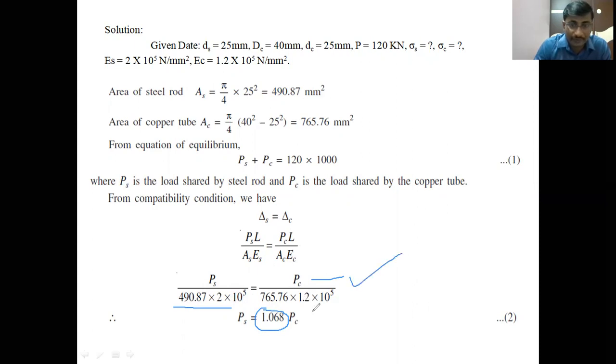From this equation only, we can get the load shared by the steel in terms of the load shared by the copper, which is 1.068. That means the load shared by the steel is equal to 1.068 times the load shared by the copper. So from this equation, on which material is the maximum load applied? Steel material, because steel is sharing more load than the copper material. Clear?